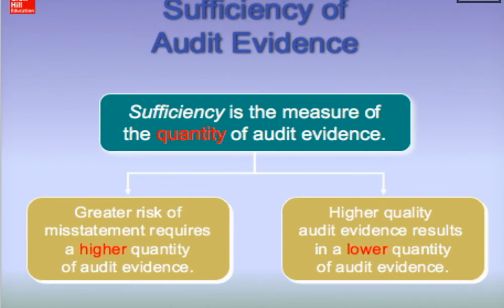So this slide pretty well explains itself. Sufficiency is the measure of the quantity of audit evidence. The greater the risk of misstatement, the greater the required quantity of audit evidence. Higher quality audit evidence results in a lower quantity of audit evidence. That's, in my opinion, a pretty self-explanatory, pretty obvious statement.